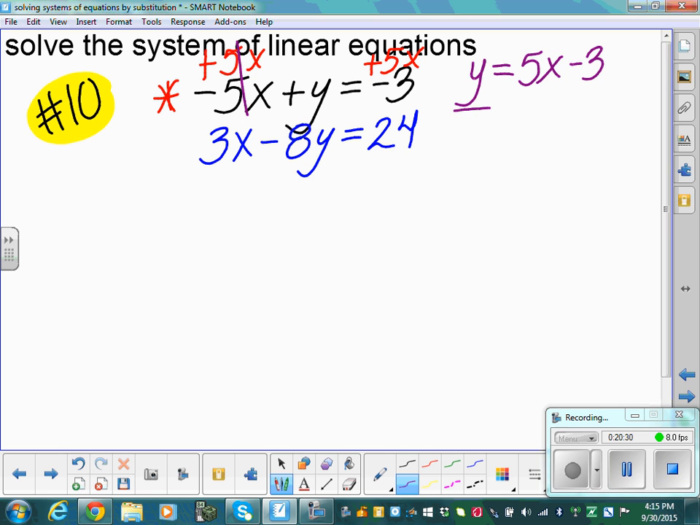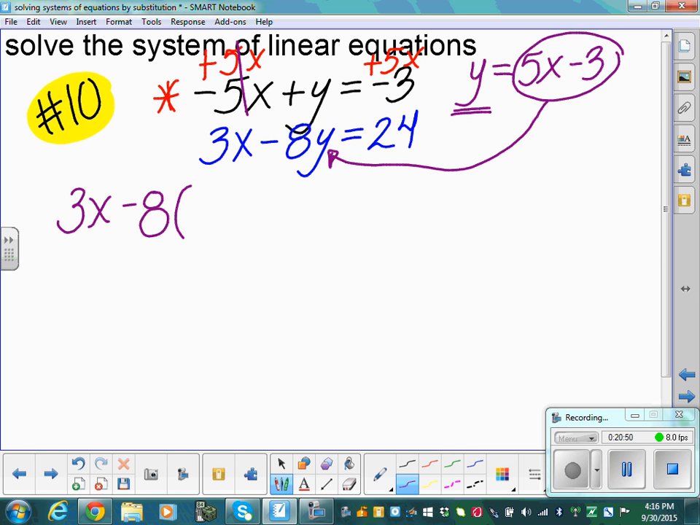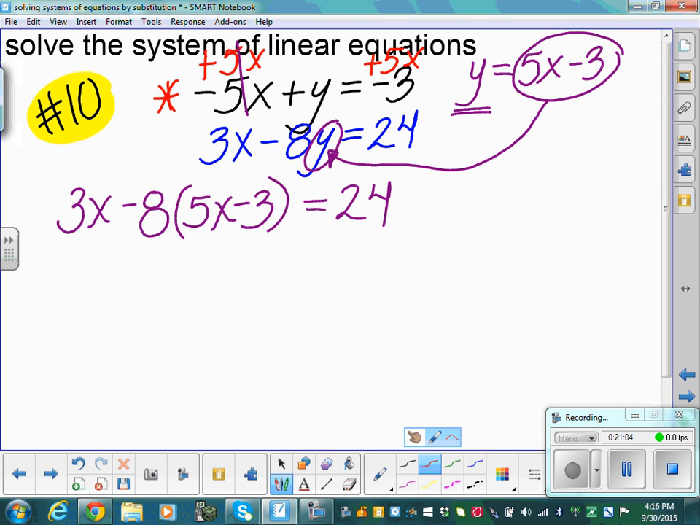All right, so we've now isolated y. We've isolated our variable without getting fractions. So now we'll go ahead and substitute that into the other equation wherever there is a y. So we're going to be making the substitution right there. So we're going to have 3x minus 8 times y, but y is 5x minus 3. Make sure when you're making your substitutions, you put parentheses. We're substituting it in right there, which is equal to 24. And now we can simplify and solve.